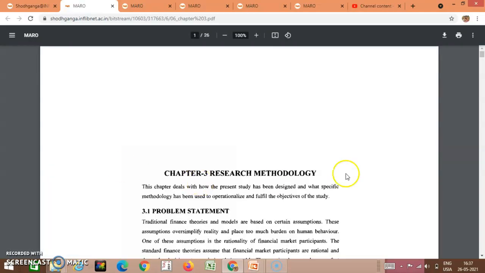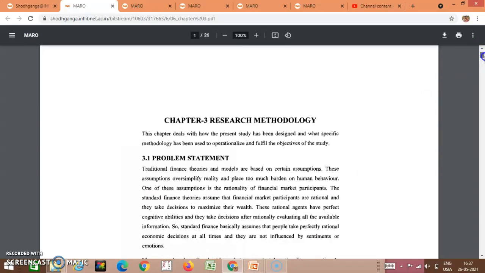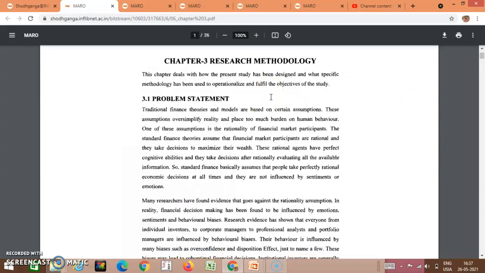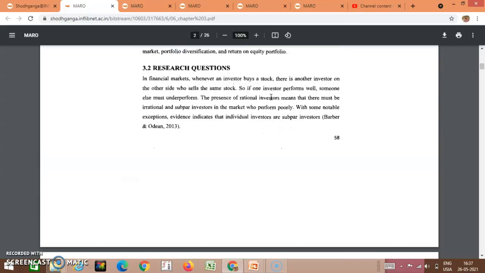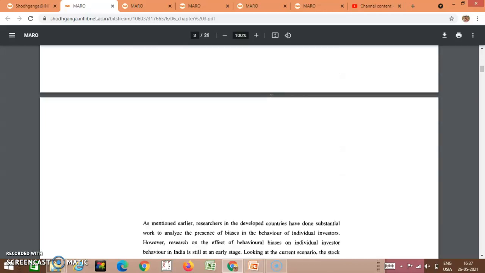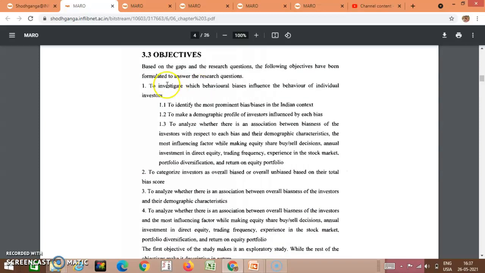Then the next page is the research methodology that he will be following. Stating the problem, what exactly the problem is. Then the next section is the research question. What are the research questions? It's mentioned here. The objectives of the study: to identify the most prominent bias in the Indian context, to make a demographic profile of investors influenced by each bias, to analyze whether there is any association between biasness and the investors.